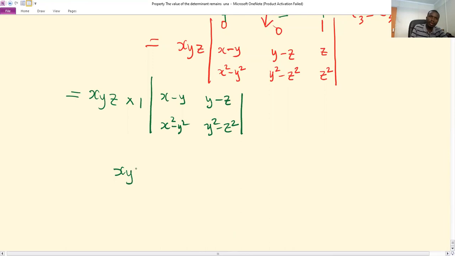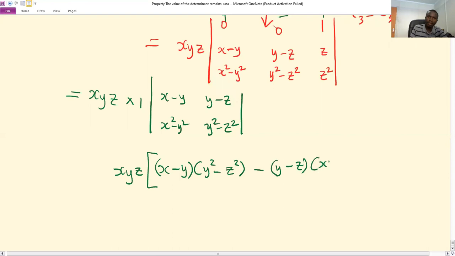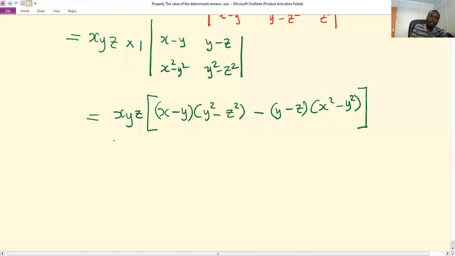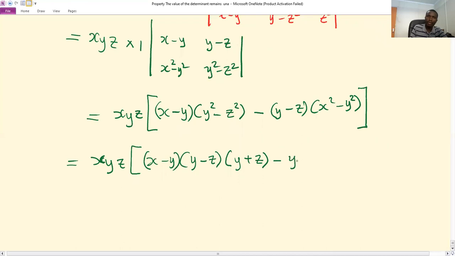And you see this will be xyz, x minus y, y squared minus z squared, minus y minus z into x squared minus y squared. And this will be xyz into x minus y. These are differences of 2 squares, so y minus z, and then y plus z. Here we have minus y minus z. This is also a difference of 2 squares, so x minus y and x plus y, then close brackets.